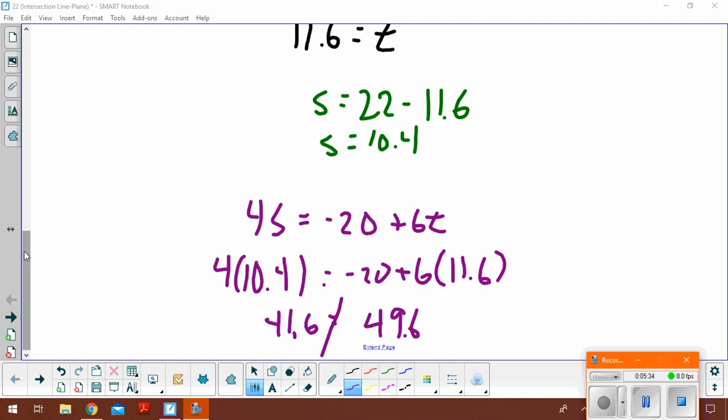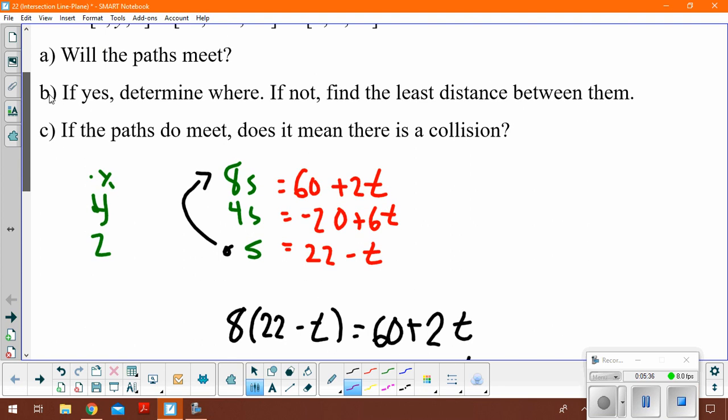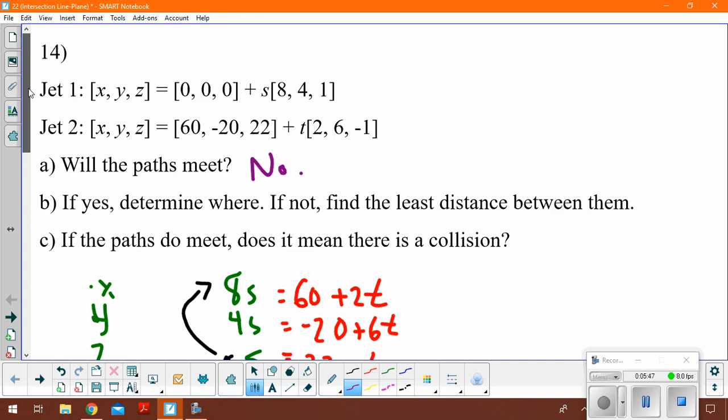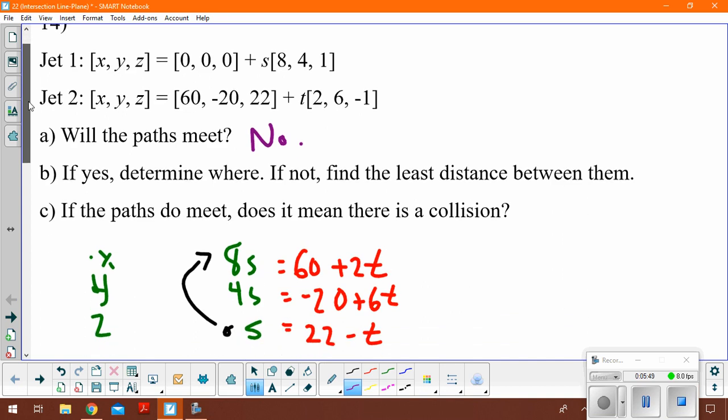So that answers part A, right? Will the paths meet? The answer to that is no. So if not, find the least distance between them. Now I have to find the distance between these two lines.